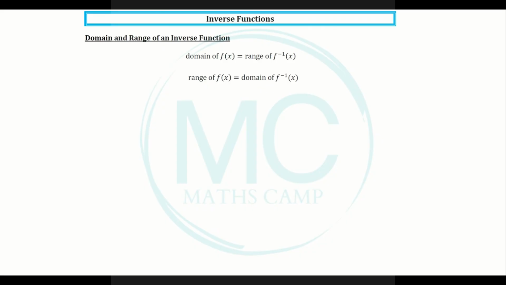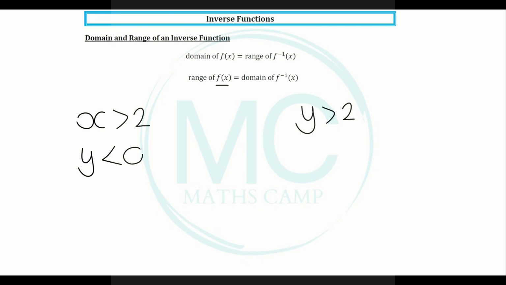So as an example, let's say that f of x considers x values greater than 2. The inverse will consider y values greater than 2. Let's say that for the range of f of x, it considers y values smaller than 0. This means that the inverse will consider x values smaller than 0. This is very important. If you are given the domain of a function, this becomes the range of the inverse and vice versa.